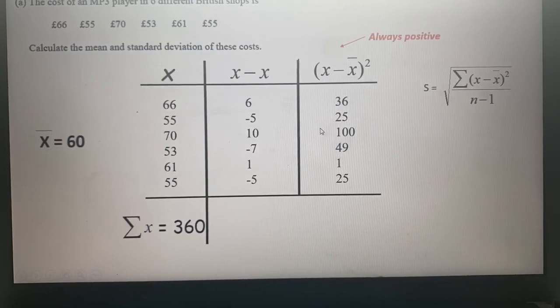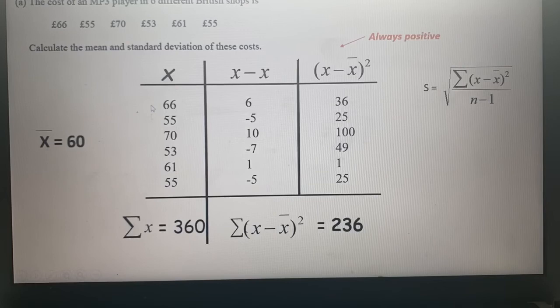If you put it into the calculator and you get a negative answer, it's because you've put it into the calculator incorrectly. So what we need is the total of this last column. That's the number that goes in our formula. So we add up that and it gives us 236.